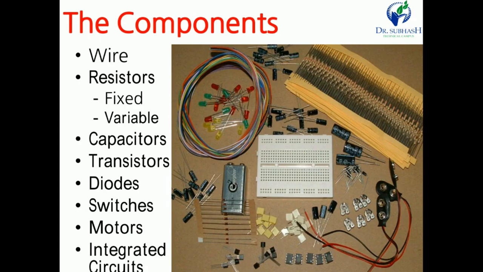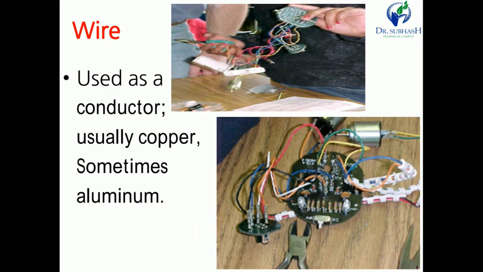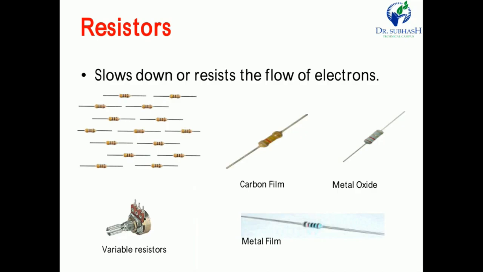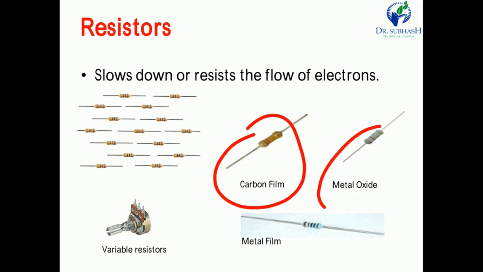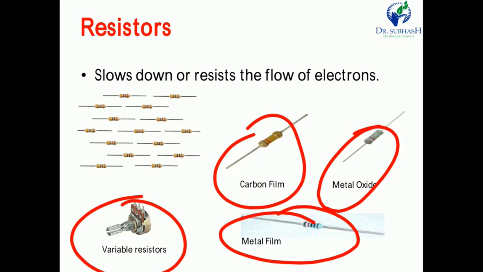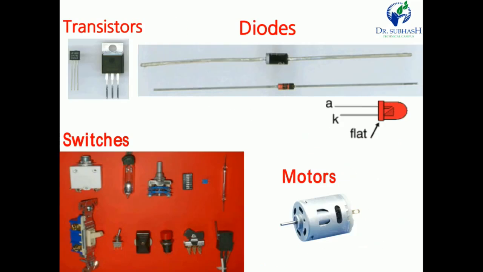So friends, this one is about the basic components. Then let's start one by one. This wire, we can see in the previous slide, is used for connecting purposes. There are two types of wire, copper wire or aluminum wire, so we can connect the different components. Then resistor. The value of different resistors is different according to the color code. Carbon film resistor, metal oxide resistor, or metal film. Then variable, which we have discussed in the previous slide. So you have to remember this type of component is known as a resistor.